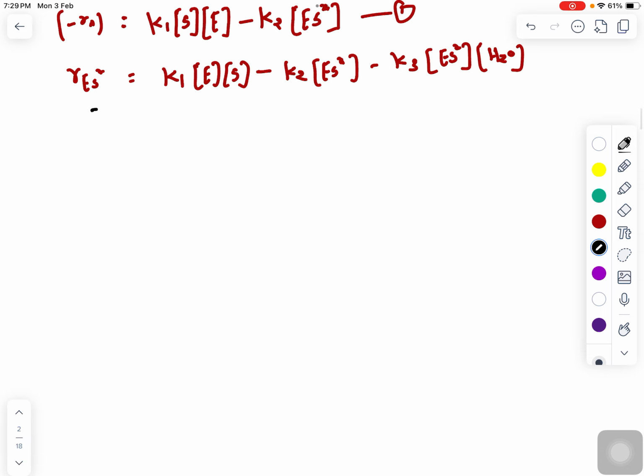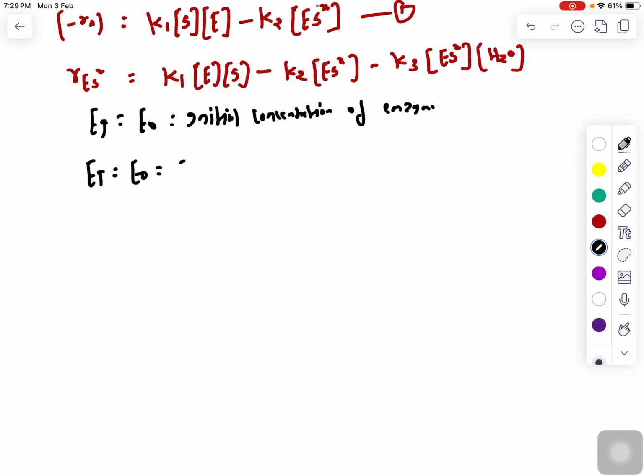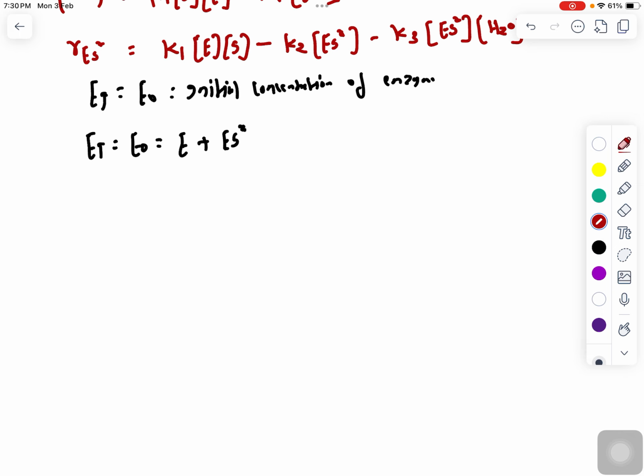Okay, fine. So when we talk about ET, ET is called the E naught, that is the initial concentration of enzyme, that is the total concentration of enzyme also. The value of ET, which equals E naught, can be written as, obviously, E plus enzyme substrate complex. Is that clear? So only enzyme is going to form enzyme and enzyme substrate complex. So from here we can calculate concentration of E, that can be written as E naught minus ES star. Is that clear?